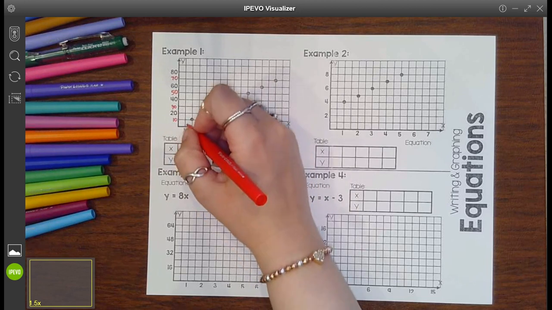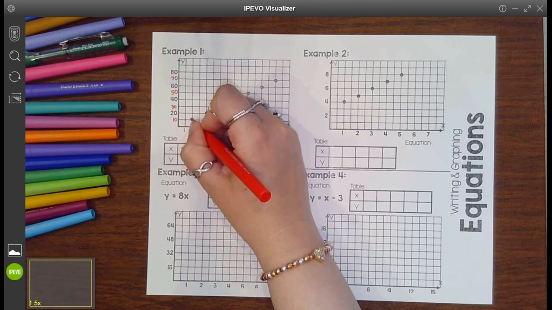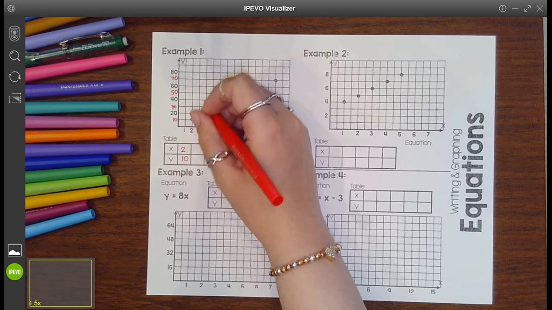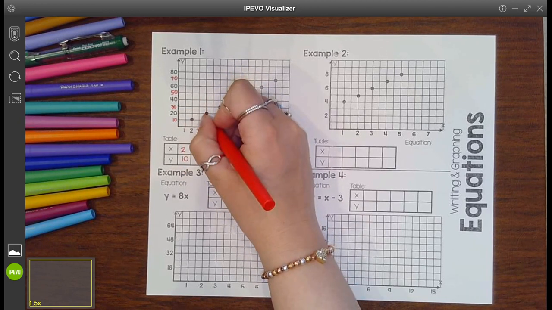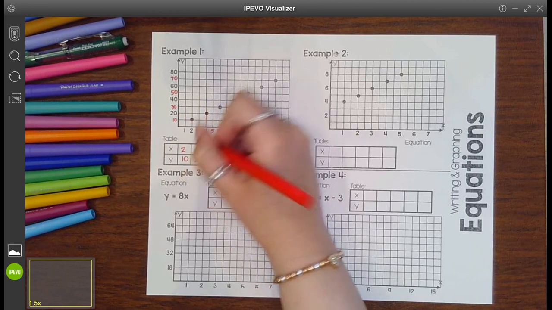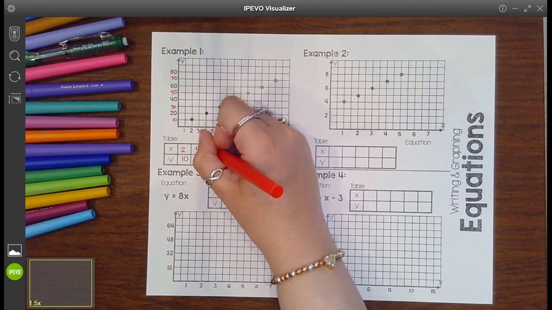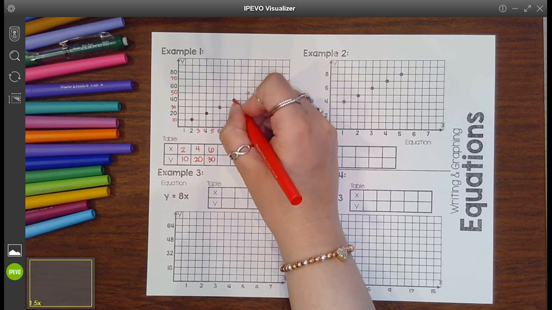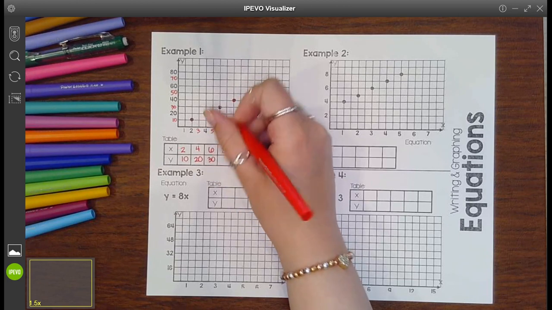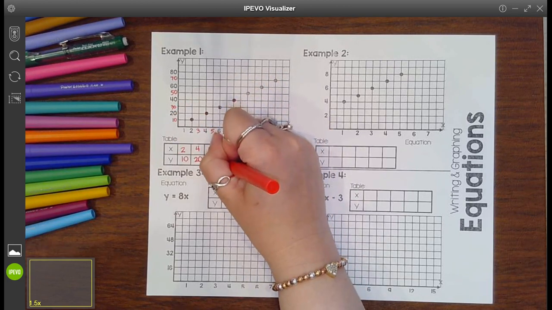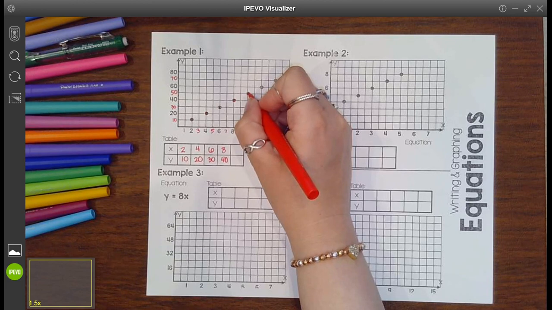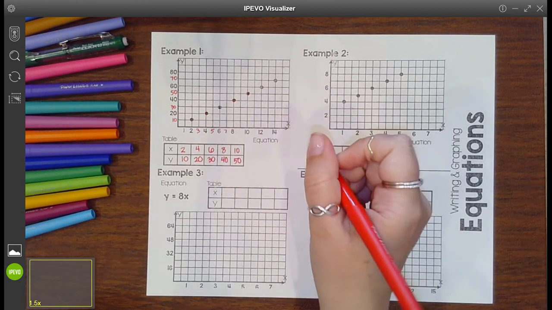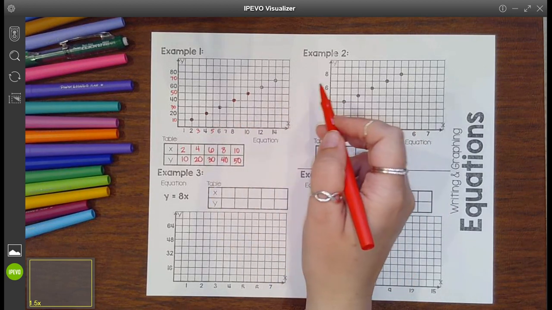So now with that being said, we went over 2, up 10 for that first point right here. Now what's this point that they graphed? That went over 4 and up 20. This point went over 6 and up 30. This one went over how much? Hopefully you said 8, and up how much? Hopefully you said 40. And then their next point was over 10, up 50. So I filled in the table with the points from my graph.